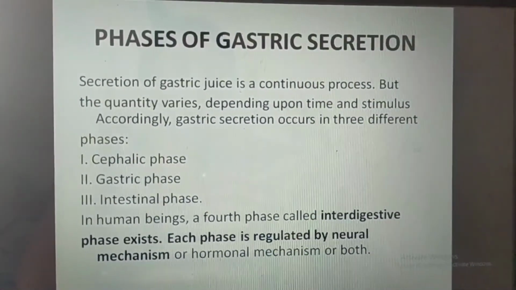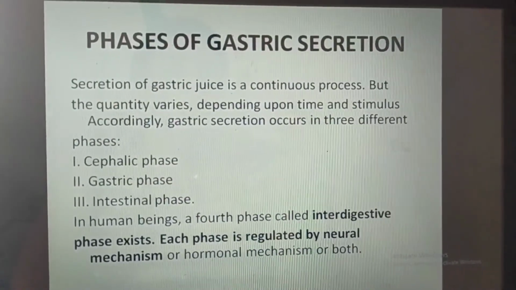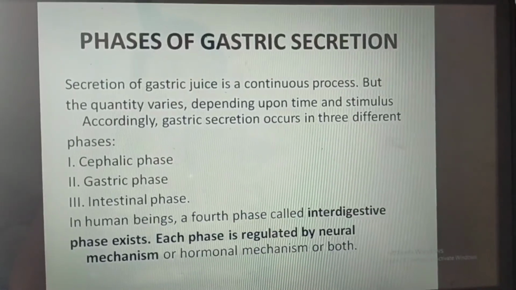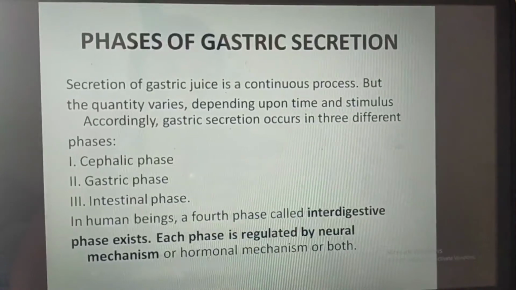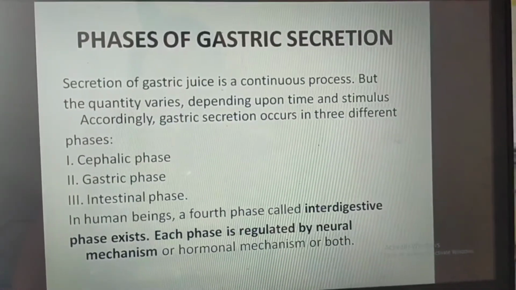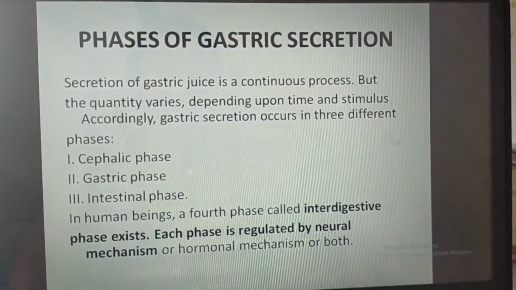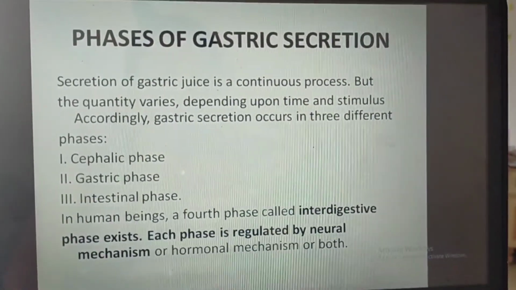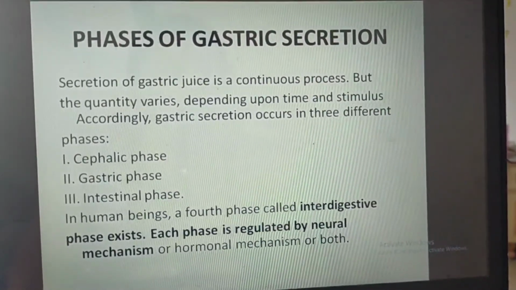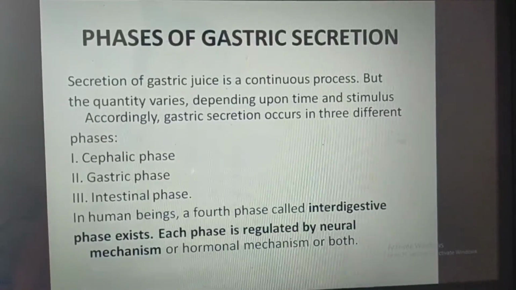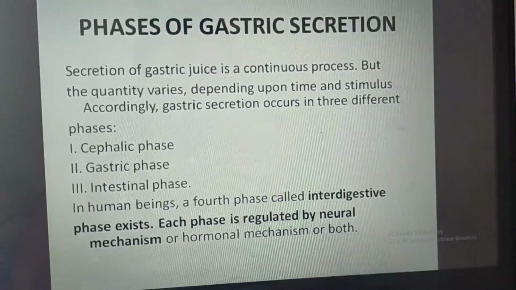Secretion of gastric juice is a continuous process, but the quantity varies depending upon time and stimulus accordingly. Gastric secretion occurs in 3 different phases: cephalic phase, gastric phase, and intestinal phase. This question may be asked for 5 marks in the exam, so it is important. In human beings, a fourth phase called the interdigestive phase exists. Each phase is regulated by neural mechanism or hormonal mechanism or both.